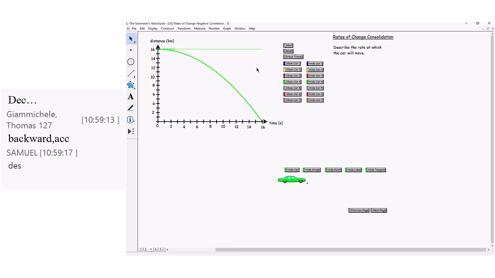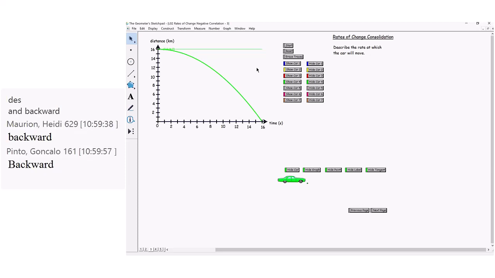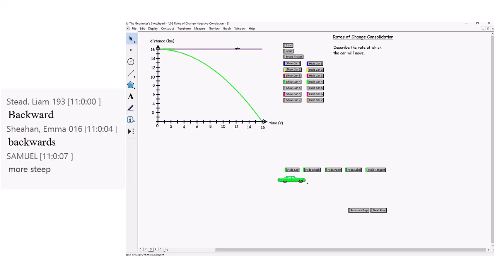So direction of travel and rate of change both. Heidi, what do you think about direction of travel? Forward or backward? Definitely going backward. You got that right. Now, how about the rate of change? Is it going to be accelerating, decelerating, or moving at a constant rate?